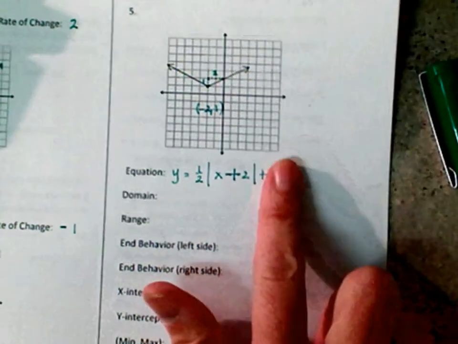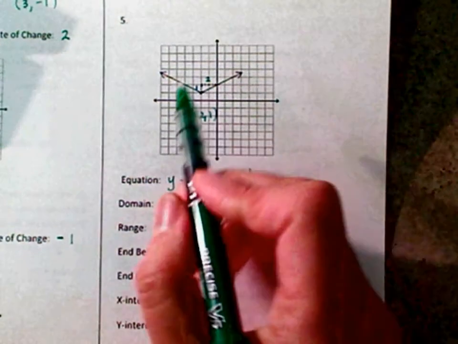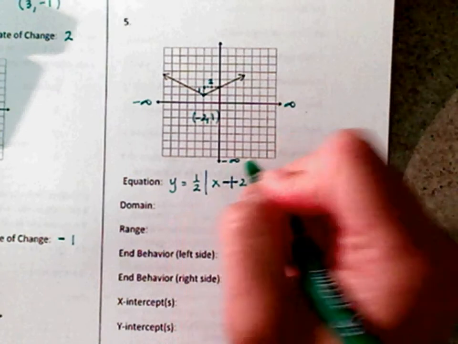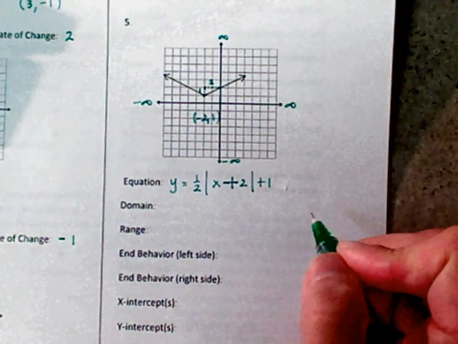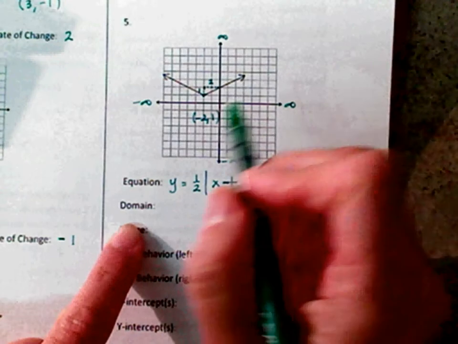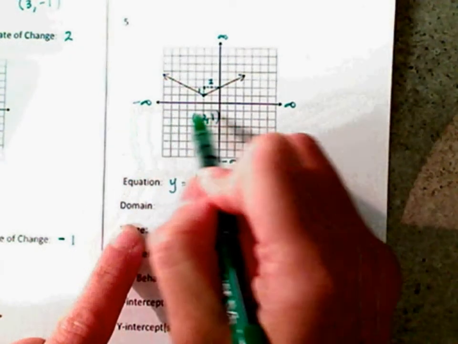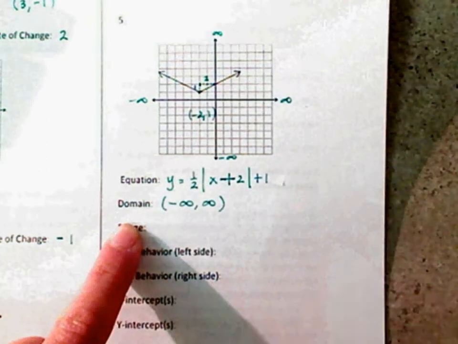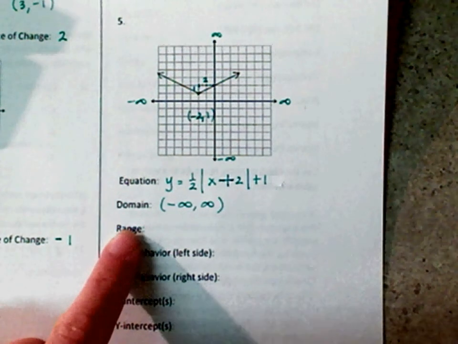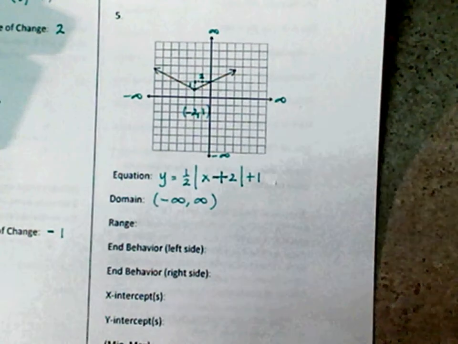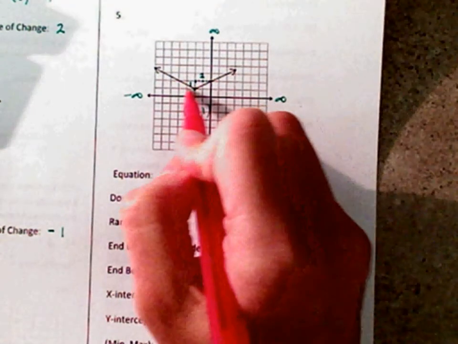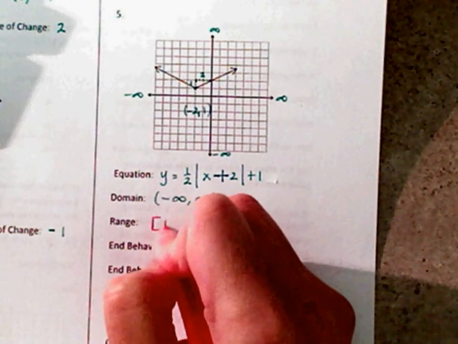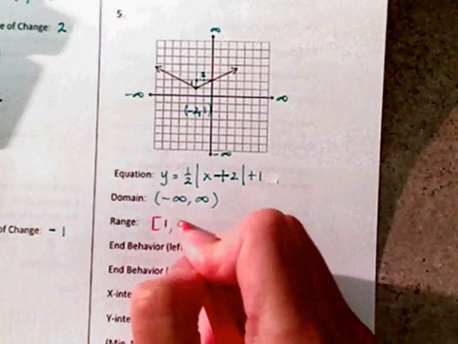Okay? Alright. Your domain. Here is your negative infinity. Here's your positive infinity. Okay? So, your domain starts here at the far left, goes all the way to the far right. So it's from negative infinity to positive infinity. Your range. Your range goes from low to high. What is your lowest y value? It is 1. So I start at 1, including 1, and it goes all the way up, which is positive infinity.